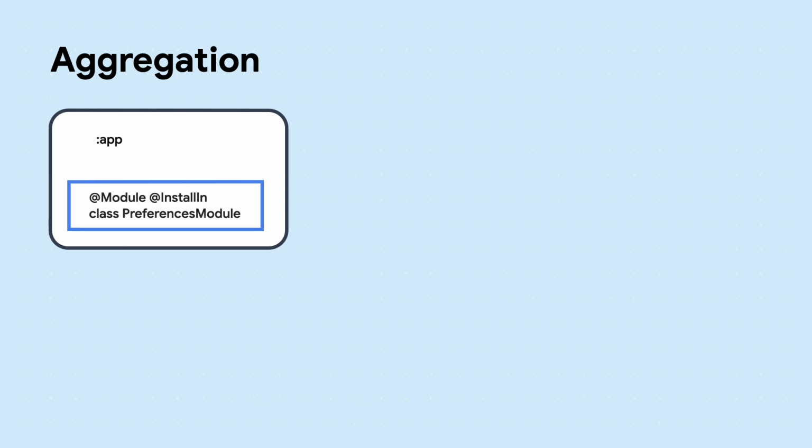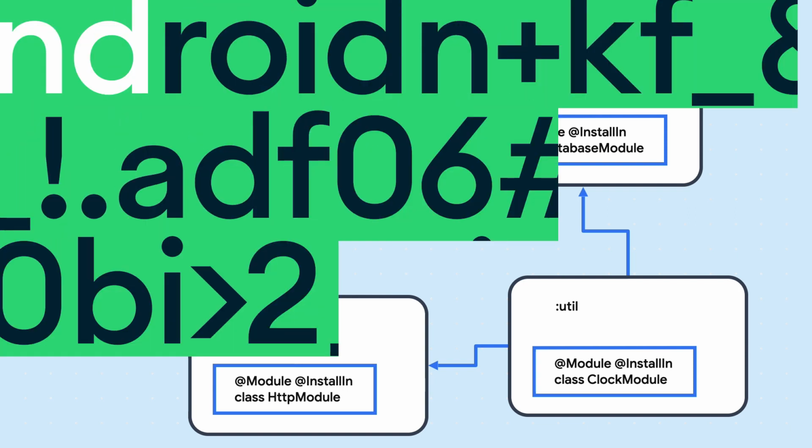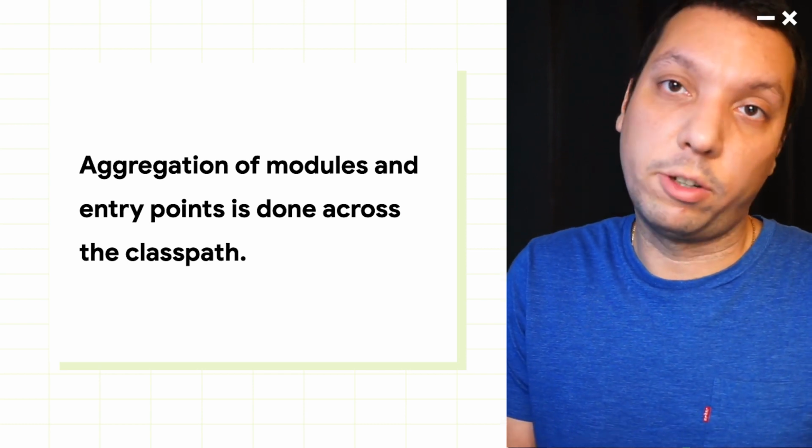Let's take a small example here. Say we have an app. This is a Gradle module, and that's composed of a source set, and source set is classes. You have a class that's a module and has install in. In a bigger app, you have other Gradle modules, and all of those might have modules that also get installed in, and there's dependency between these Gradle modules. Well, Hilt is able to navigate through these transitive dependencies, and more importantly through the class path, and find those modules and install them on the right places. In other words, Hilt will aggregate those modules and entry points across your class path.